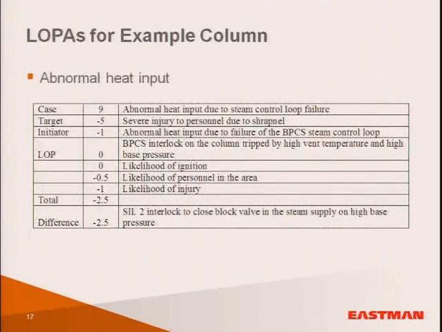So then I moved on to look at abnormal heat input. A similar case, but my initiating failure here was a failure of the basic process control steam loop. And again, I could not take any credit for my BPCS interlock that would be tripped on high vent temperature and high base pressure. So in this scenario, I also determined I needed a SIL-2 interlock to close the block valve in the steam supply on high base pressure. So fortunately, both of those two scenarios were addressed by the same instrumented protective system.